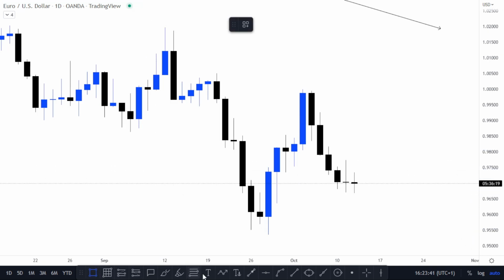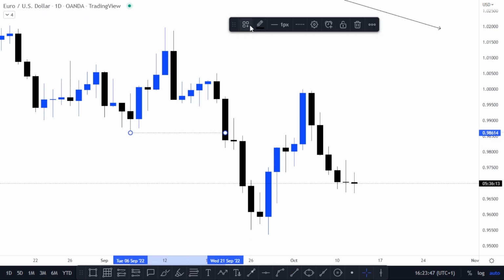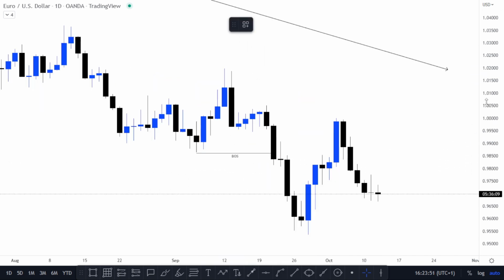Now, the first thing I can see on the daily time frame is a break of structure to where? To the downside. So we have this area as a break of structure. Saying that we have this as a break of structure, what is that telling us? It's telling us that it's selling.